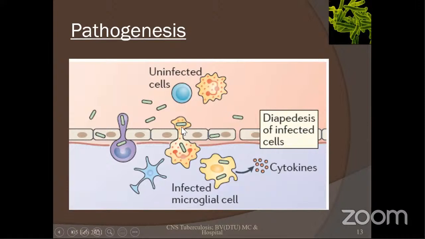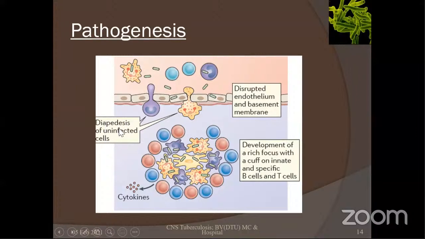Diabetes of infected cells and infected microglial cells, cytokines are released. So the diabetes of uninfected cells also happens, disrupted endothelium and basement membrane. This is the development of a Rich focus with a cuff of the innate and specific B cells and T cells. These are the cytokines from the microglial cells.